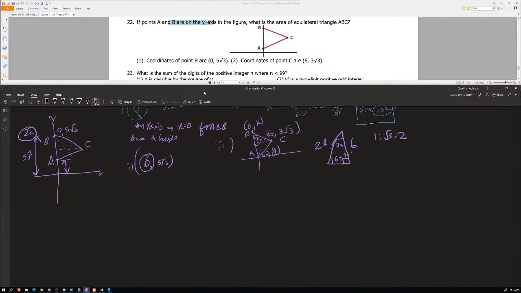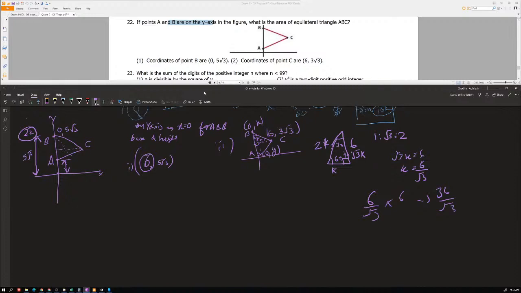Let's take 2k, right? If this is 2k, this guy has to be k, and this guy has to be root 3k, right? So in that case, root 3k is equal to 6, and k is equal to 6 root 3, which is actually the k value, and based on that we get the base. So base is this, and 6 root 3 into height is 6, so we get 36 root 3, which is actually the area of the triangle.